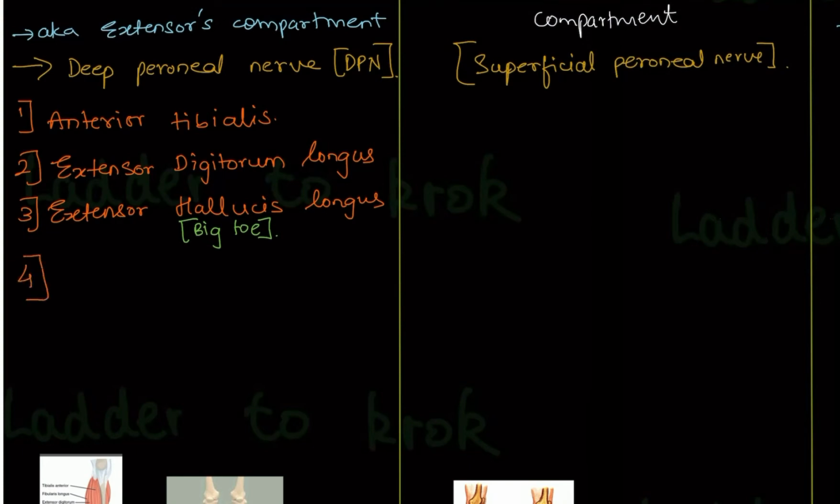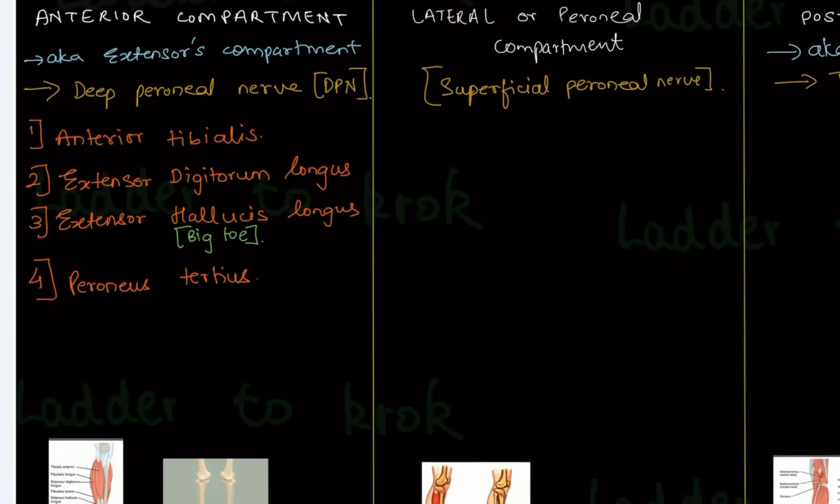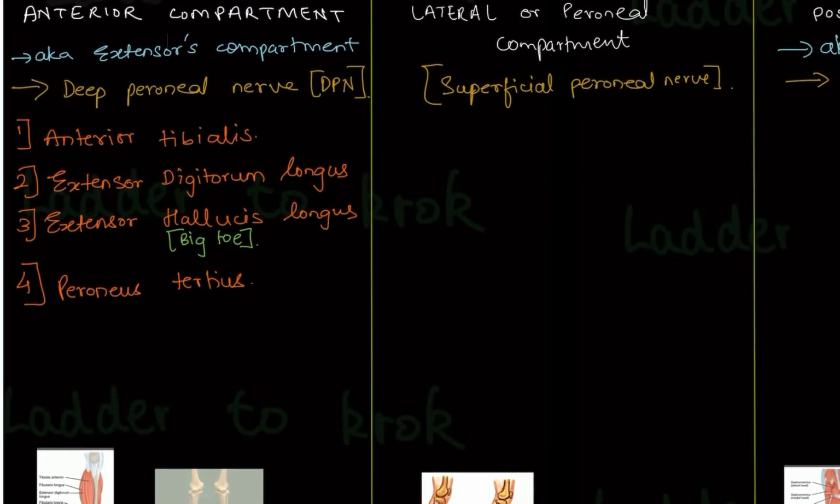The fourth muscle is peroneus tertius. Now you might be wondering that I told you that peroneus is related to the fibula, but this is the muscle which is present in the anterior region, you have to remember, okay? It's present towards your tibia side, so that's why it comes under the anterior compartment. So now you know about the muscles of the anterior compartment.